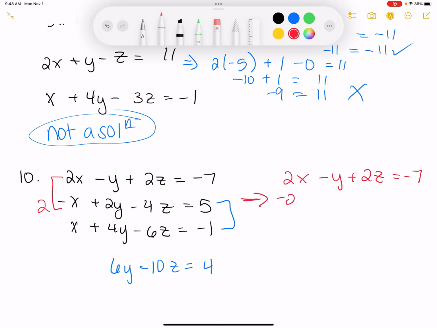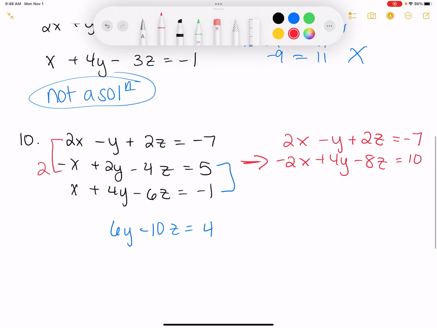So negative 2x plus 4y minus 8z is equal to 10. Then that together combines, and I'll write it over here, to give me 3y minus 6z is equal to 3. Okay, so now I'm down to 2 equations and 2 unknowns.